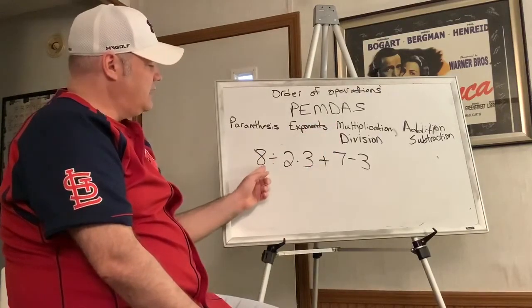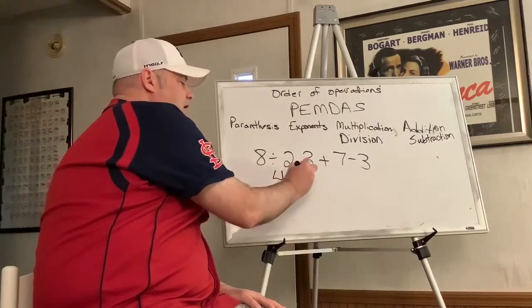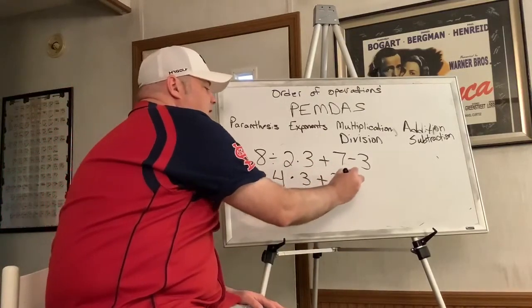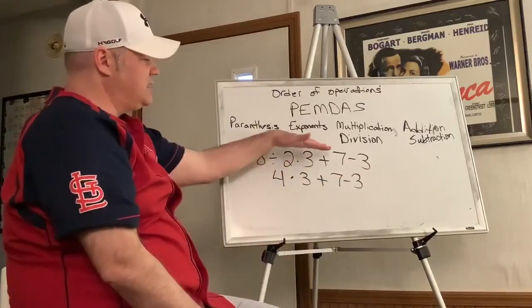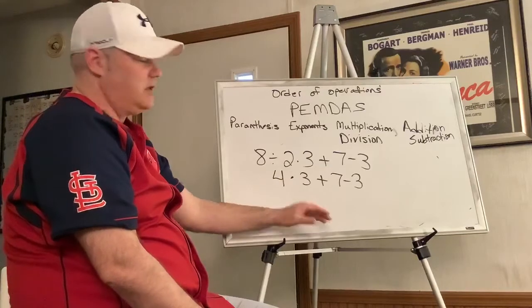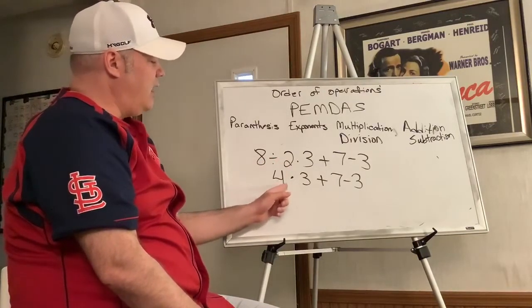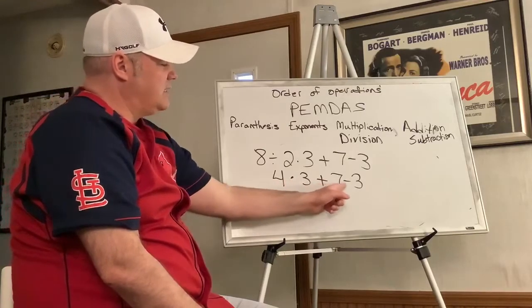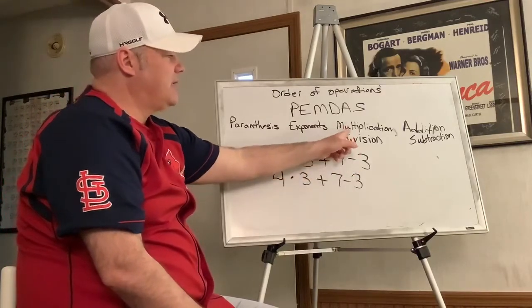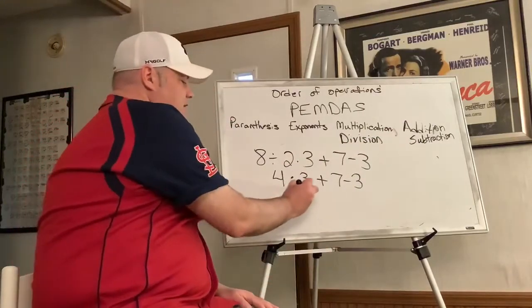So that means I'm going to do 8 divided by 2, which is 4. I still have my times 3, plus 7 minus 3. And I would suggest doing these problems one step at a time until you get the hang of it. So I did this step first, division. Now all I have left is multiplication, addition, and subtraction. Well, multiplication still comes before addition and subtraction. So I'm going to do it next, 12.